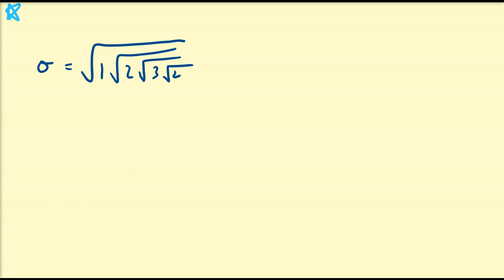Hello there. In this video we're going to discuss what is called the Somos Quadratic Recurrence constant, which is represented by the letter sigma, defined to be equal to the square root of 1, square root of 2, square root of 3, square root of 4, and so on, where all of these are nested radicals infinitely many times. So we'll describe how to prove the existence of this constant and also some interpretations and representations of it as well.